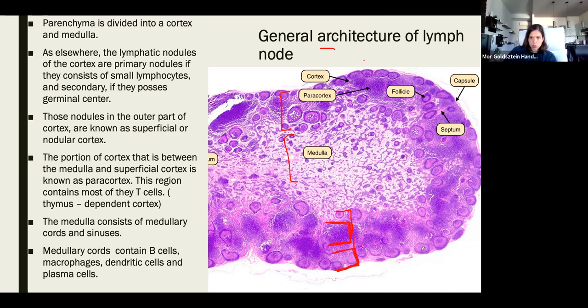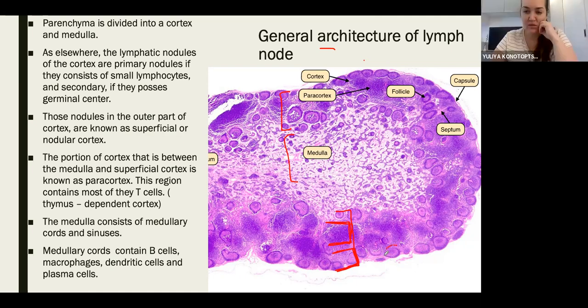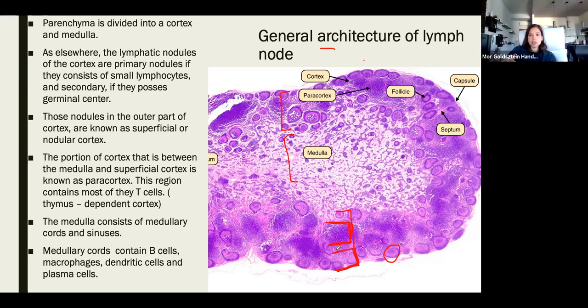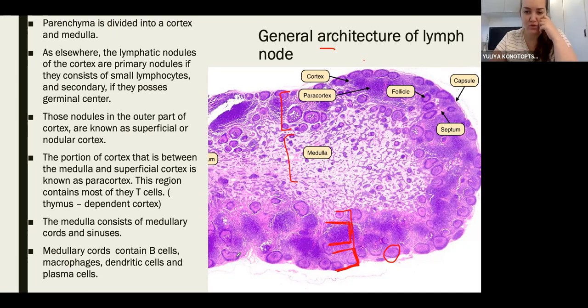Secondary nodules. Very good. Those are the secondary lymphatic nodules, right? And you can see that the paler area in them is the germinal center. And the darkish line outside is going to be the mantle zone. So the germinal center is surrounded by the mantle zone.